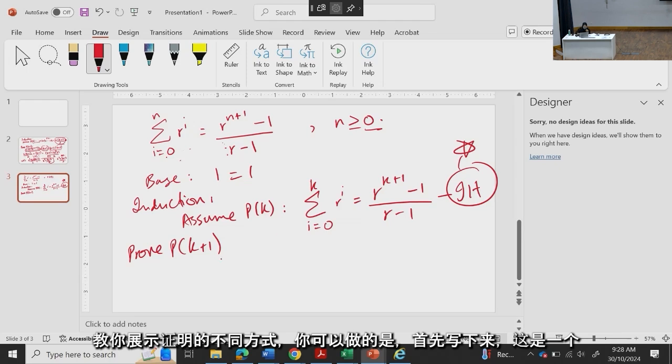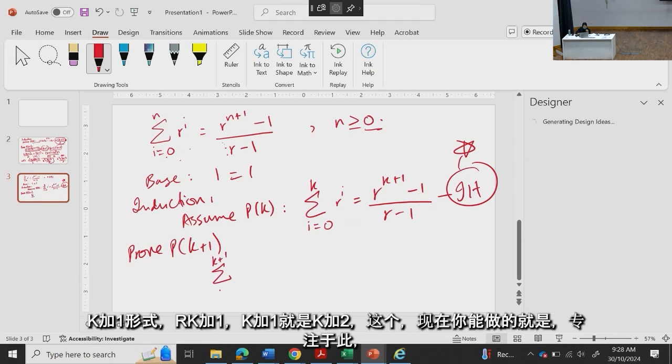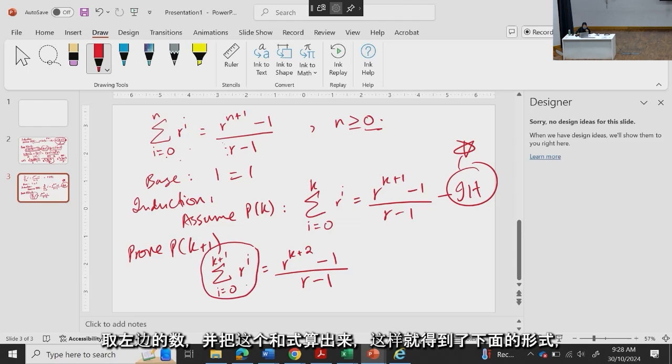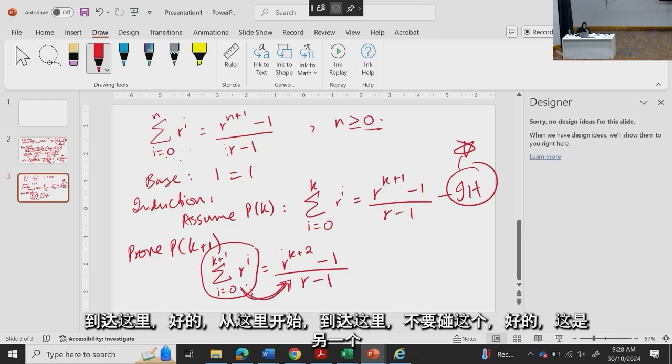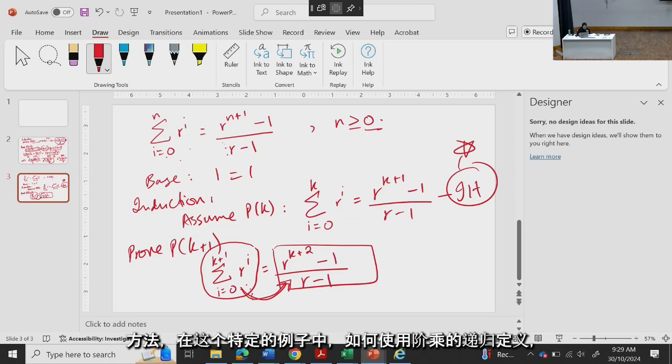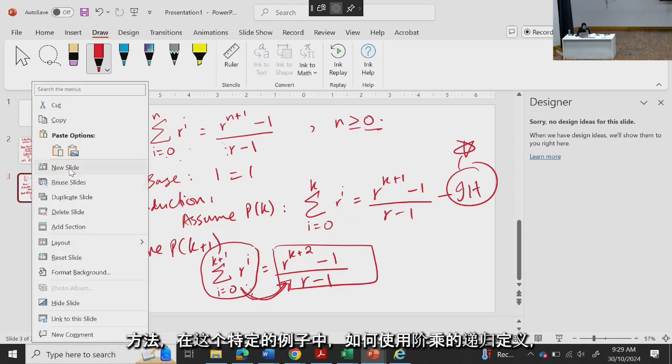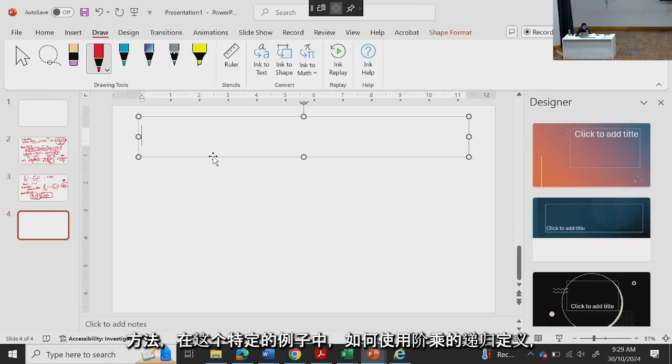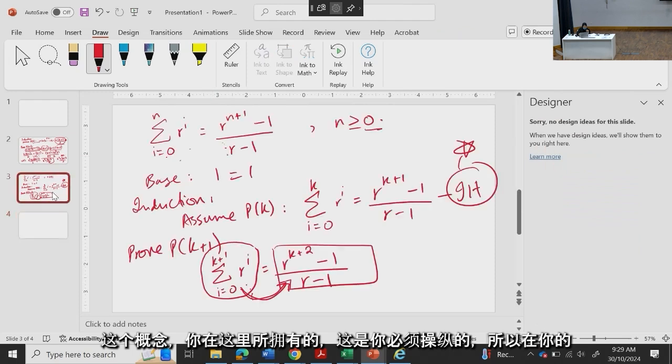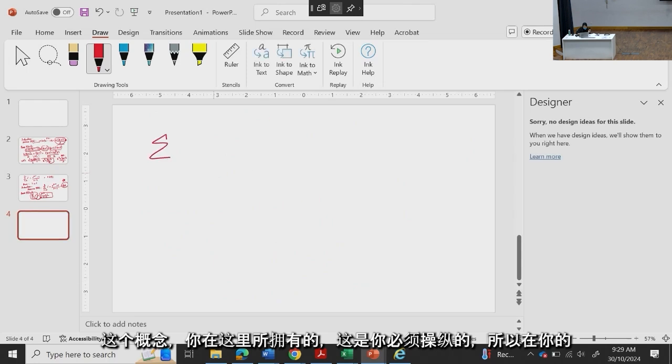What you can do is first write down its k plus 1 form. The right side for k plus 1 is k plus 2. Now, what you can do is focus on the left hand side and manipulate this summation to show it in this form, to reach here. Okay, so start from here, reach here. Don't touch this. Okay, this is another method. How? In this particular example, use your recursive definition for the factorial, that concept. What you have over here is the one that you have to manipulate.